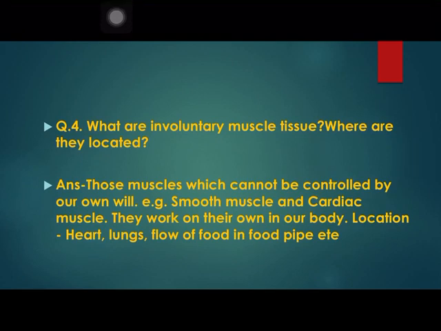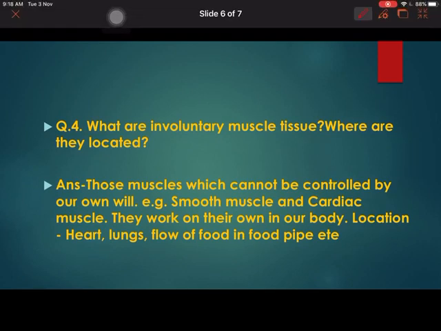What are involuntary muscle tissues? Where are they located? The muscles which cannot be controlled by our own will, for example smooth muscles and cardiac muscle, work on their own in our body. Locations are the heart, lungs, flow of blood, and also the food pipe.